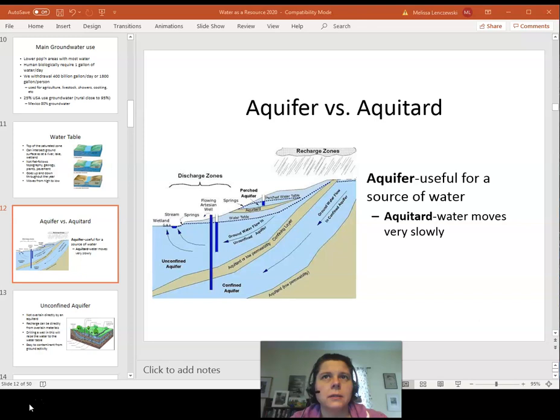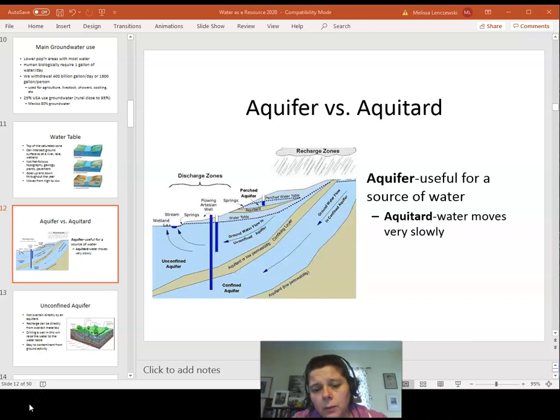Aquifers and aquatards. In this part of water resources, we're going to start talking a little bit more about where our groundwater comes from. We have these terms called aquifer and aquatard. An aquifer is a place where we get our water from. It is just a usable source of drinking water.